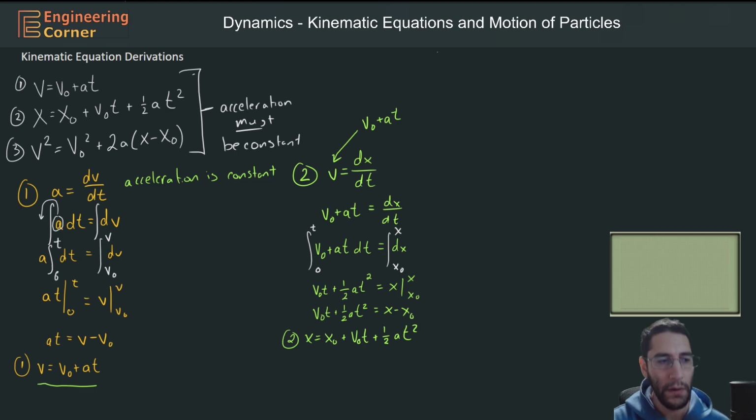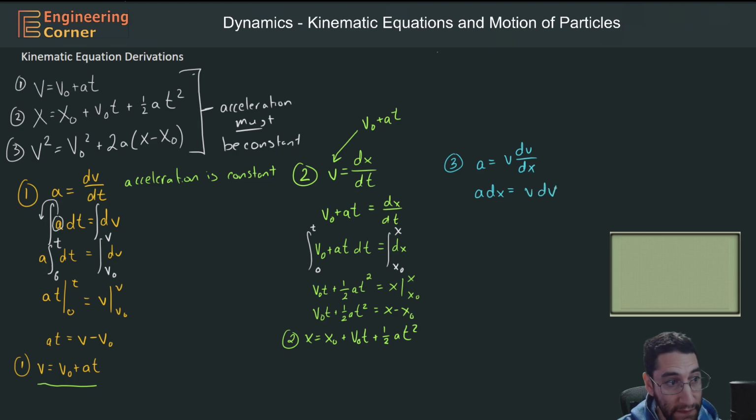So then finally, we want to get our third equation. For equation 3, we're going to use the other form of what we have for acceleration. Acceleration is going to be equal to v dv over dx. Again, we can separate and integrate. So when we separate this, we're going to get a dx is equal to v dv. We're going to integrate. In this case, a can come outside our bounds of integration. It's by itself.